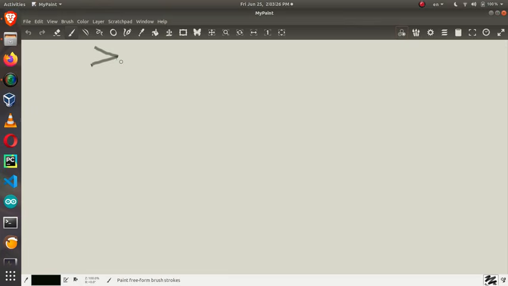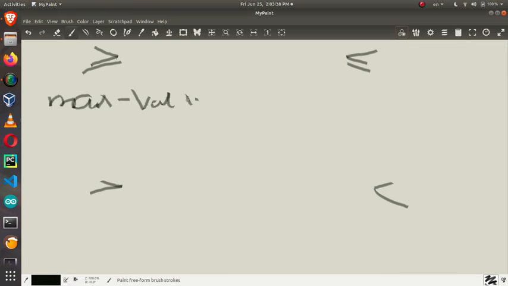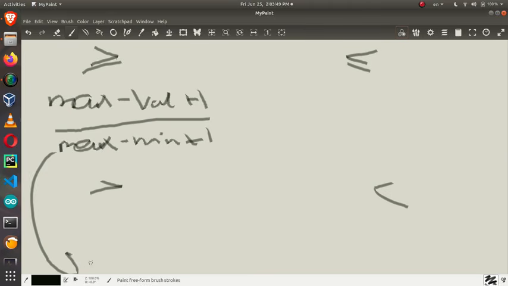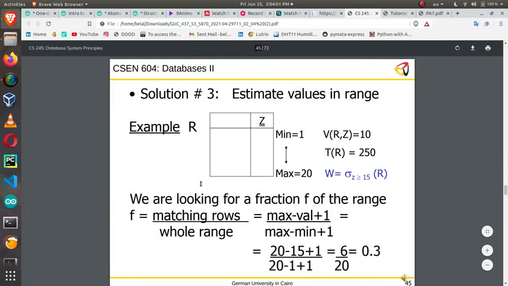Greater than or equal, greater than, less than or equal, less than. For greater than or equal, maximum minus value plus 1 over maximum minus minimum plus 1. For greater than, the same denominator and the same numerator, except we have to remove this plus 1. So maximum minus value. Let me check. Yeah, correct. Maximum minus value.